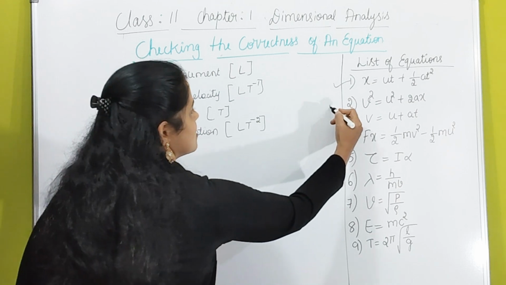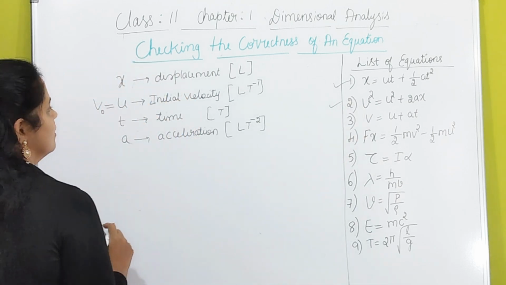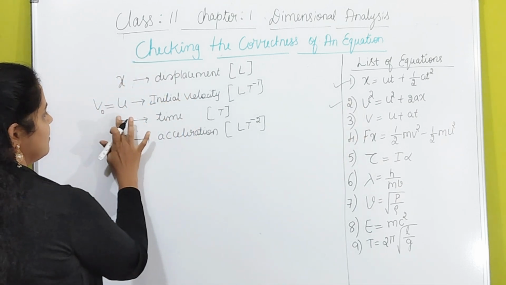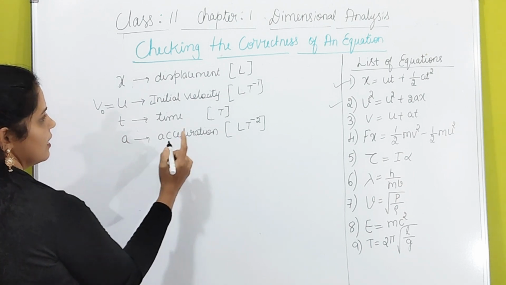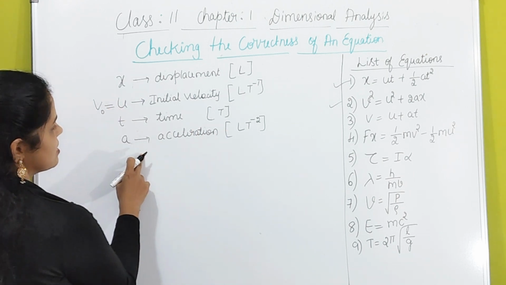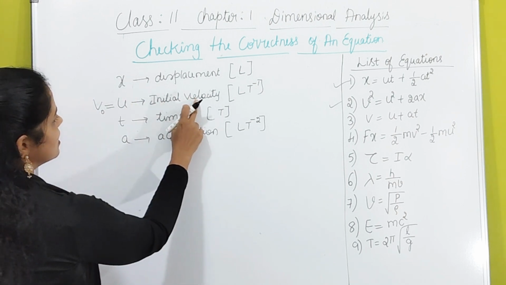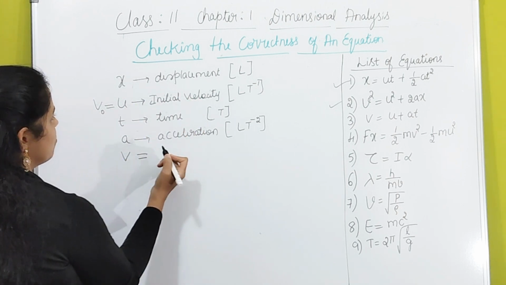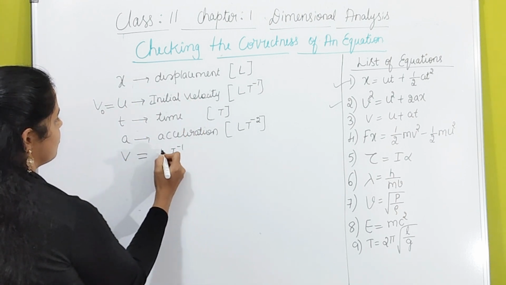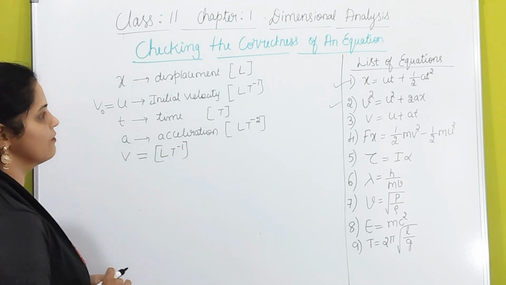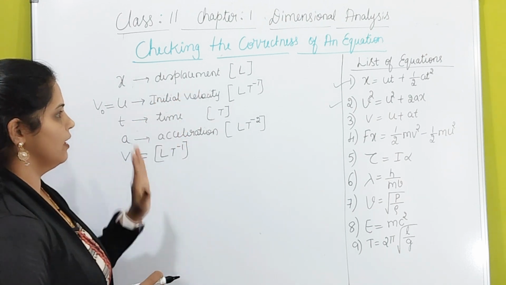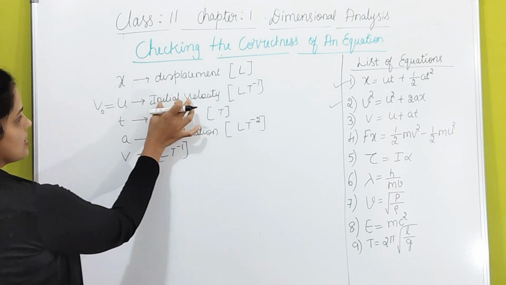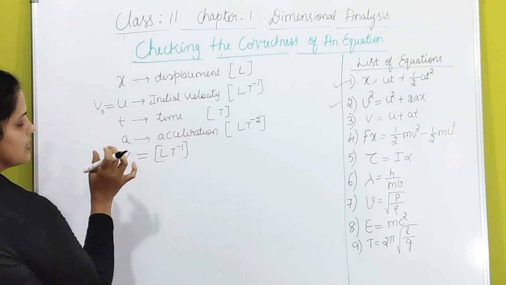Now let us consider the second question. Here the extra term, time, is not required. Let us check whether any extra term is there. No. Initial velocity and final velocity both have the same dimensional formula. Velocity has dimensional formula LT minus 1, whether it is initial or final. Initial velocity is written as u, final velocity is v.